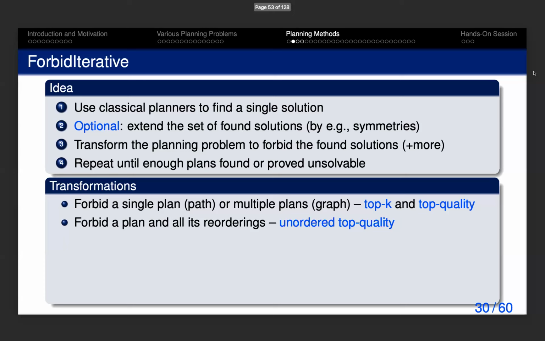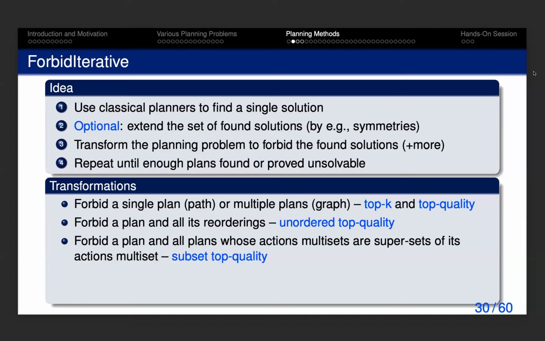And then there was a transformation that forbids a plan and all its possible reorderings. And then you can use it for another top-quality planning. And then there was a transformation that forbids plans and all plans whose action multisets are supersets of the action multiset of that plan. Then you could use it for subset of quality planning. You could use multisets or sets, it doesn't matter. There are two different transformations, one for each. Basically, these transformations count the number of times that each action was applied.